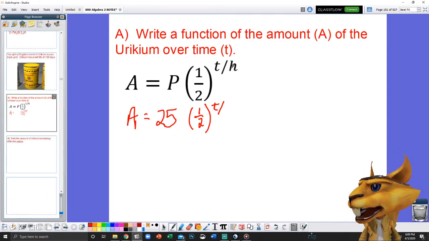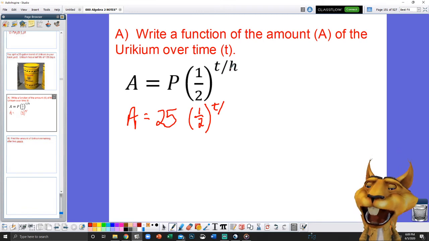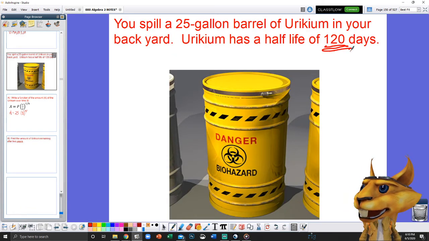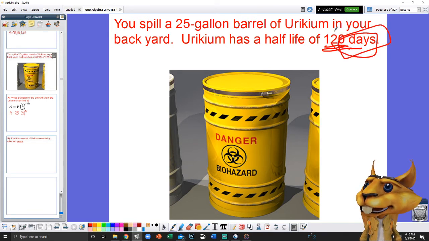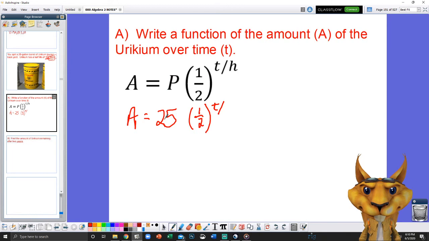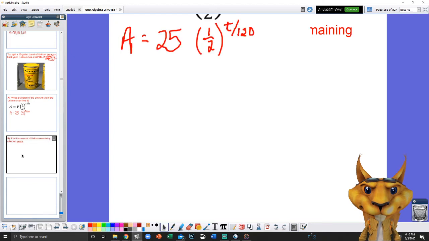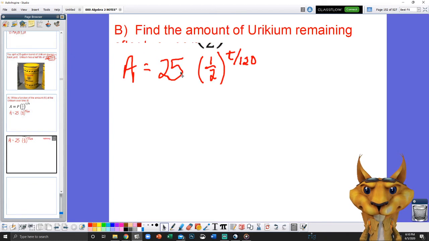Okay. Next, I have to figure out what H is. H stands for half-life. That makes sense, right? And your problem will pretty much always tell you what the half-life is. The half-life was 120 days. Now this is going to be important here. You're just going to have to remember your answer is in days. 120 goes there. And again, that's all we were looking for there. We were just looking for the formula, and that is it. So I'm going to take that formula and copy it for the next one.